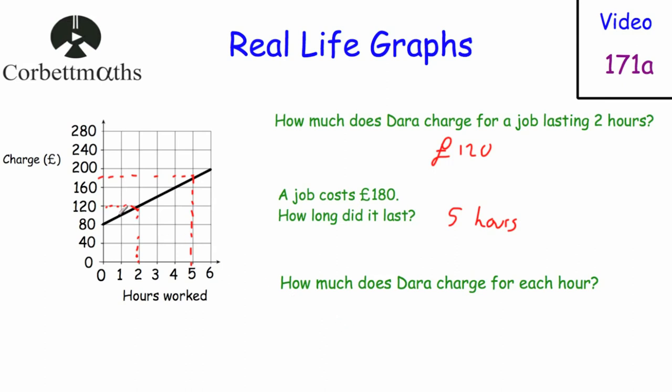So for a 1 hour job, you can see it's in the middle of 80 and 120. So that's £100 there. For a 2 hour job, you can see it's gone up to 120. So it's gone up by 20. And let's just check. For a no-hour job, his initial call-out is £80. For a one-hour job, it goes up to 100, so that's gone up 20. It's gone up another 20 to 120. For a three-hour job, it's 140. For a four-hour job, it's 160, and so on. So for each hour, Dara charges £20.